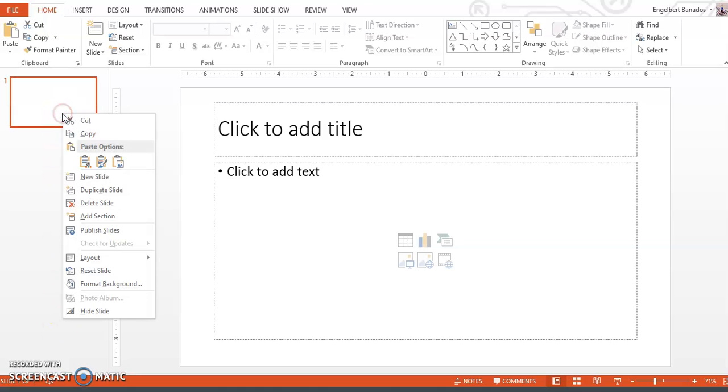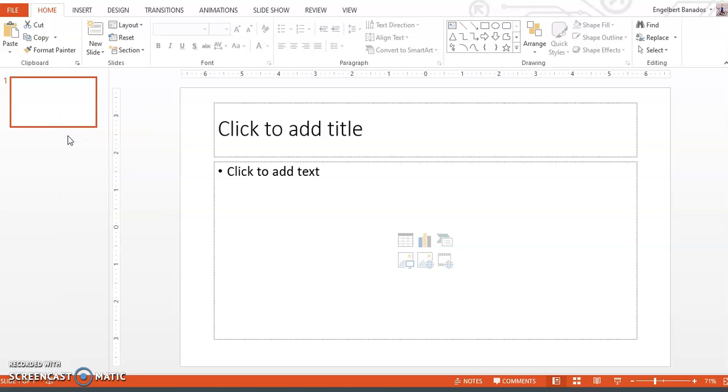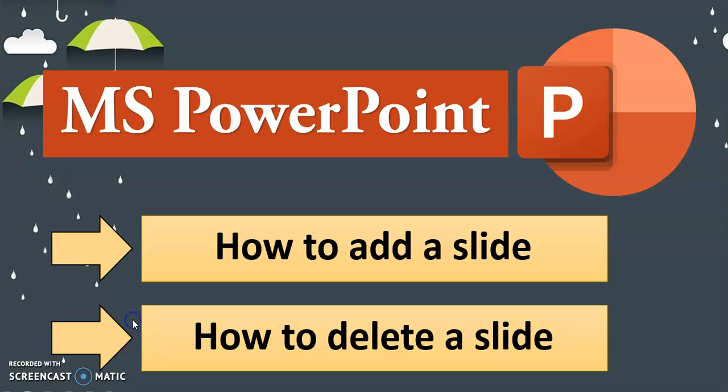Also, if you want to copy a slide, do the same thing. Just right click and click copy, and click where you're going to paste them. Is it after or before or in the middle of some slides? And right click again and click paste. Okay. So that's how we add and delete a slide.